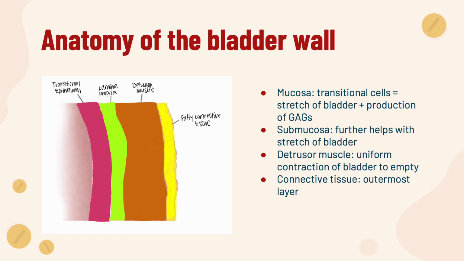Understanding the anatomy of the bladder is crucial in understanding interstitial cystitis. The first layer of the bladder wall is the mucosal layer, which contains the transitional epithelium, which allows stretching of the bladder wall. It also produces glycosaminoglycans, also known as the GAG layer, which protects the mucosa from potentially inflammatory irritants in the urine. The submucosa further allows bladder stretch, since it's made of elastic connective tissue. The detrusor muscle produces a simultaneous contraction to effectively empty the bladder. The last layer of the bladder is the fatty connective tissue.